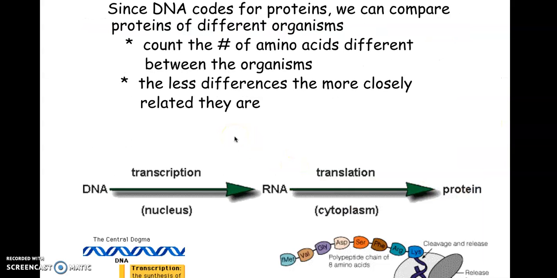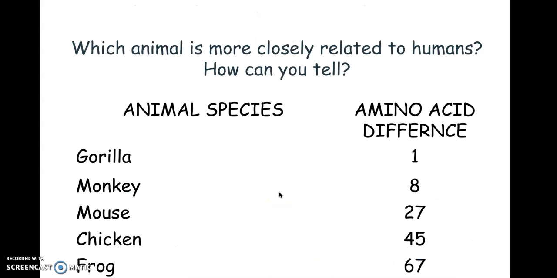DNA codes for proteins. We can compare proteins of different organisms. If you count the number of amino acids that differ between the organisms, the less difference in the amino acids, the more closely related you are. So which animal is more closely related to humans? Well, you look at this. Gorilla has 1 amino acid difference. Monkey, 8. Mouse, 27, 45, 67, 125. The gorilla would be more closely related. And again, I'm telling you, we did not evolve from apes, monkeys, whatever. I am just telling you that we have shared a common ancestor somewhere in our past.